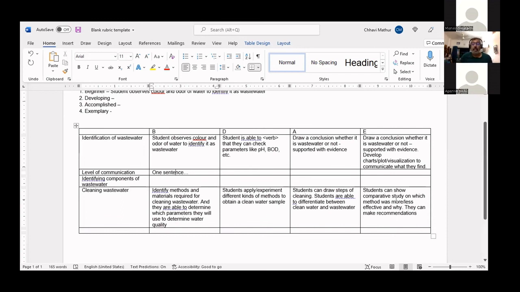Right. And then for example, they're going one step higher. They can actually tell you about which was more effective, and they can also explain why, and they can make recommendations. So that's great. So you've gone from the basic to the complex, and not to worry about not finding the right verb. That's perfectly all right. There's always scope for you to chop and change things.